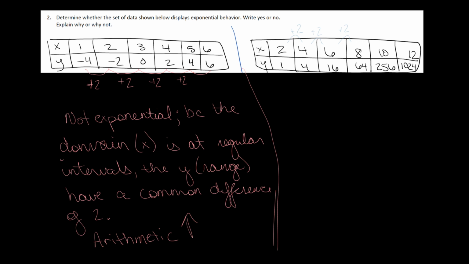A common factor. So on the y's, we look here, we have 1 to 4. Now that would be adding 3 or multiplying by 4. 4 to 16, we see we're multiplying by 4 again. 16 to 64, we're multiplying by 4. 64 to 256, and you get the point. All of these are being multiplied by 4. And that means, yes, it is an exponential function.